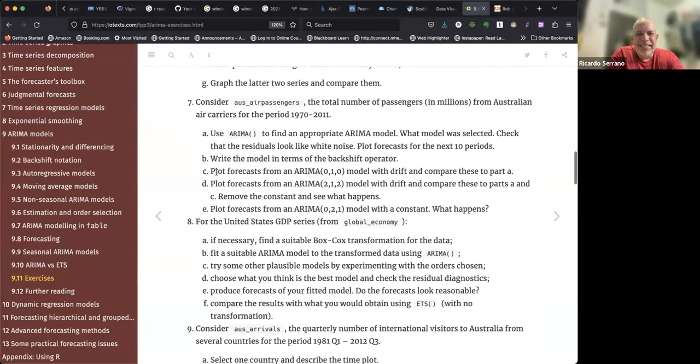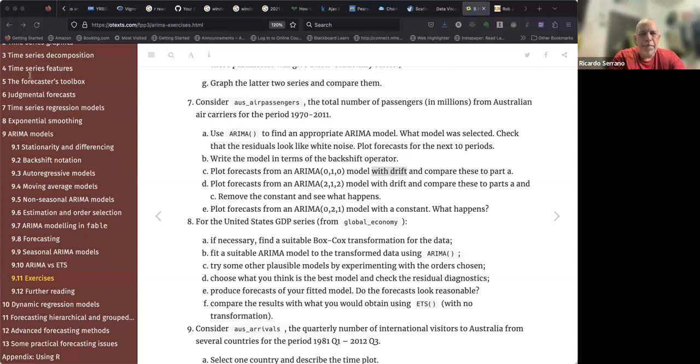let's go to C. And in C, it says plot forecast from an ARIMA model with 010. In other words, no AR, no MA, but a difference of one. And we're going to add a drift term. All right, so how do we do that? See here how we're doing it. We're going to say ARIMA, the same thing that we did with the first model. Now we're going to input manually those PDQ terms, which are the 010, and then we're going to add 1, which is the constant. One plus the PDQ activates the constant in that formula.